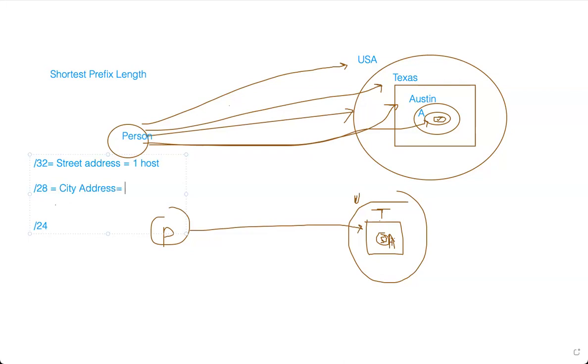Can anyone tell me how many hosts will be in this /28? Two power 4. That will be 16. This is like a state address. 256. So the answer is 32 minus 28, that is 4, and 2 power 4 is 16.